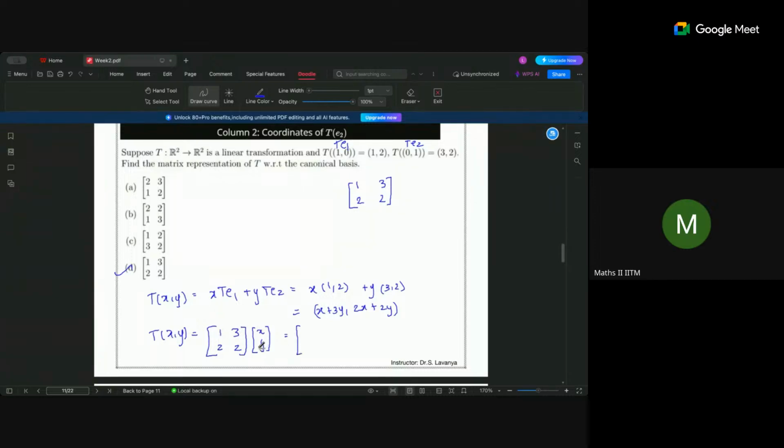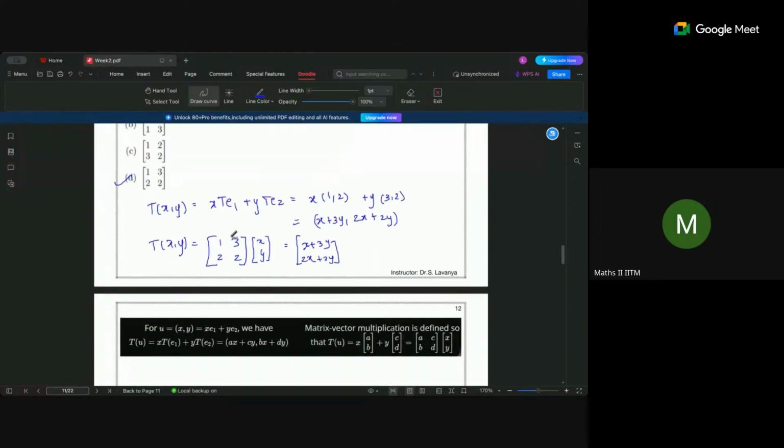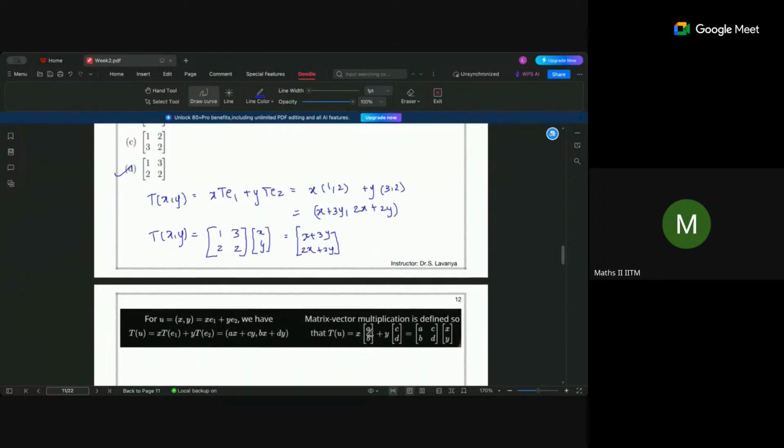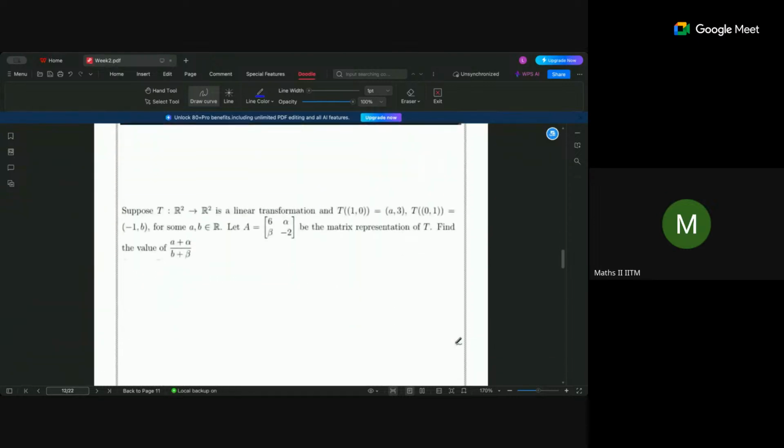First row into this vector: x plus 3y, right? x plus 3y and then 2x plus 2y, the same thing. So you will get the same expression either in this technique, or if you have the matrix, you can get it in this way as well, provided you have the matrix with you. Okay, so you understand both the techniques, right? So if you have the matrix, you can use this technique also.